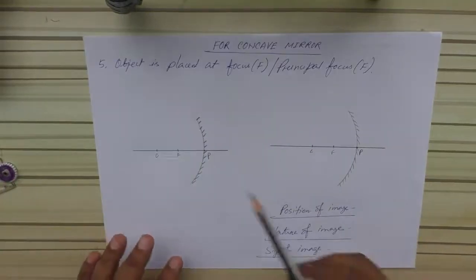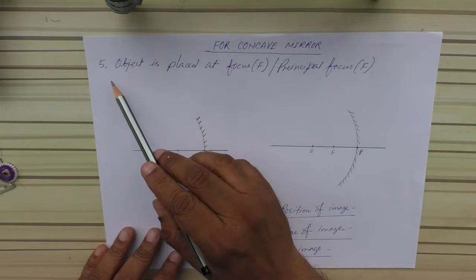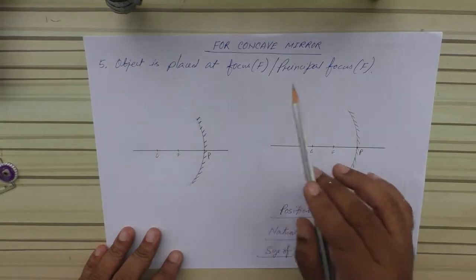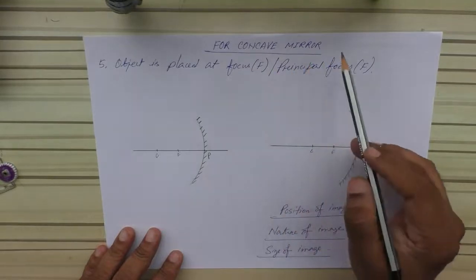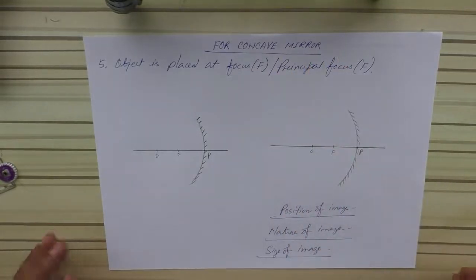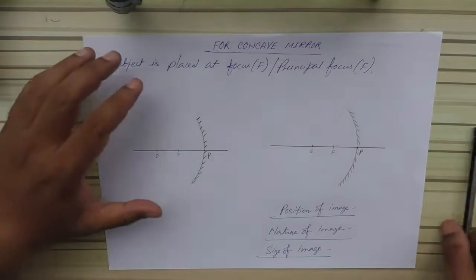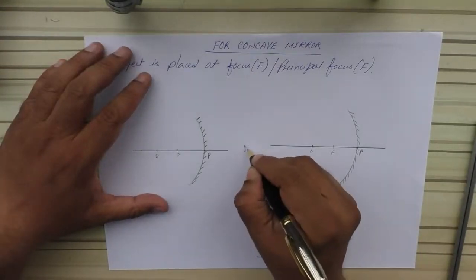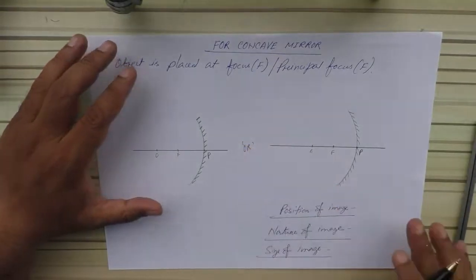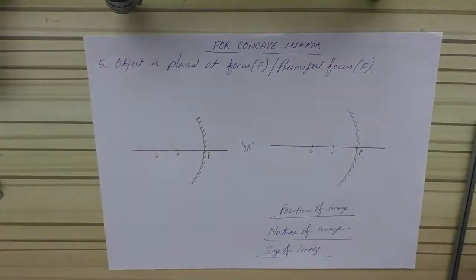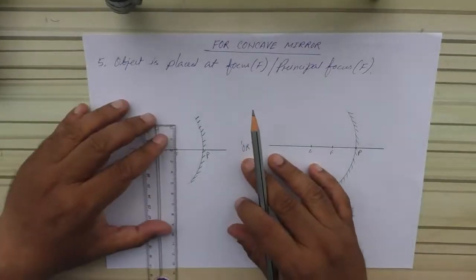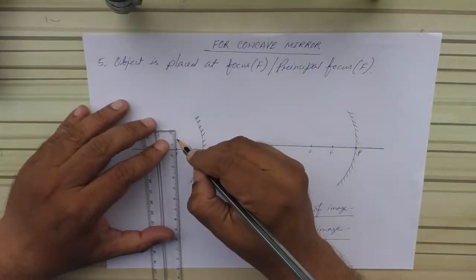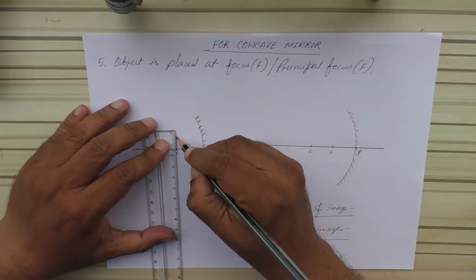In this part, we'll discuss point number 5. Object is placed at focus or principal focus, and we are discussing ray diagrams for concave mirrors showing the formation of images. This particular diagram can be drawn in two ways, so whichever you feel convenient, you can draw that. I am showing you two different methods. Object is placed at focus. So I am placing the object at focus.